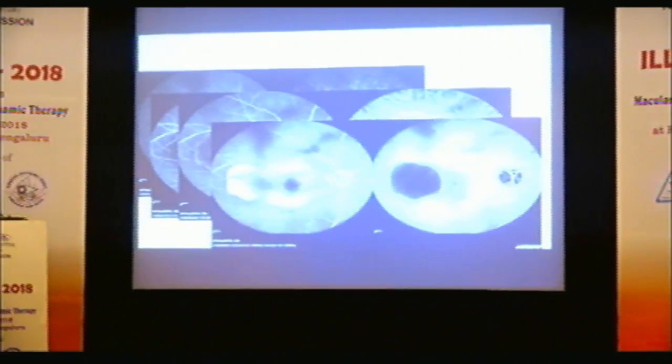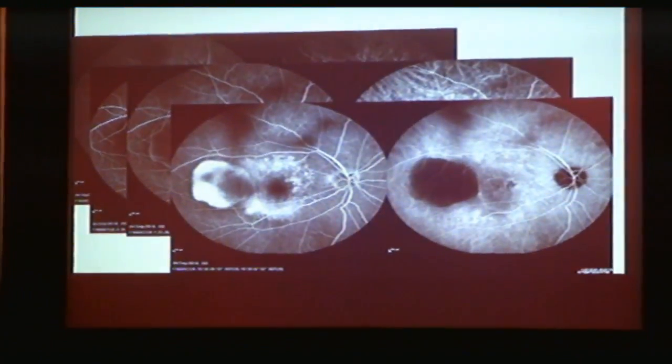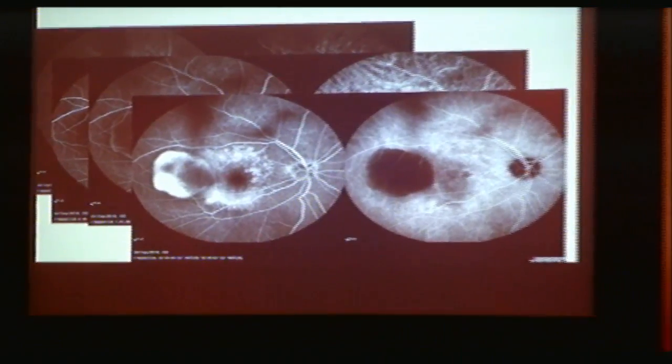I would not treat the left eye. I think the left eye has already reached the end stage. I don't think there is any point in wasting money on that. For the right eye, I would consider two things. One, switch over to aflibercept, or consider PDT with aflibercept, or one of the other anti-VEGF agents, either Accentrix or... OCT again, please, the right eye.